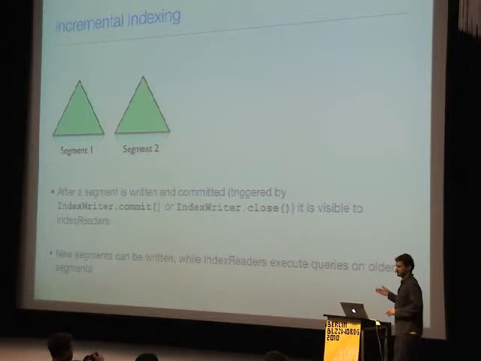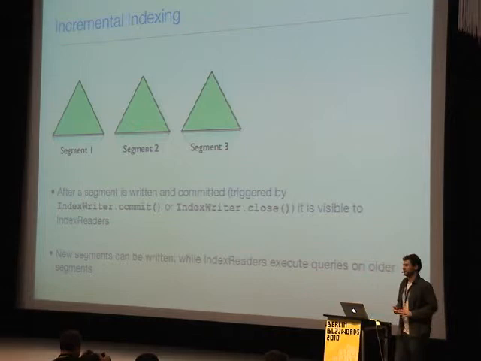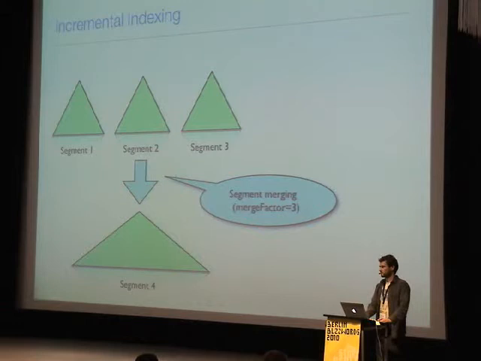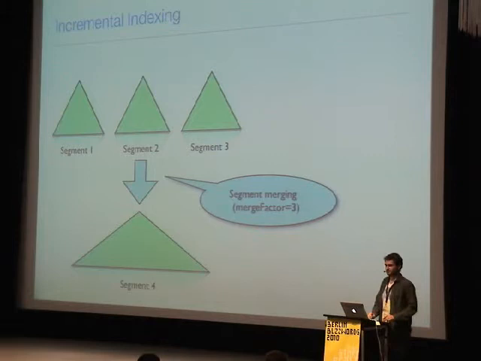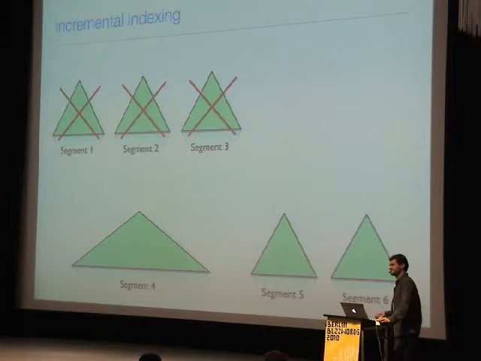Then you maybe add the third segment. At some point you don't want too many segments in the index, because there's a certain overhead of searching multiple segments, so it's often better to have a smaller number of segments. For that reason there's a segment merger in Lucene that at given intervals, which you can configure with a parameter called the merge factor, merges smaller segments into larger ones and then deletes the old segments. When you add new documents, Lucene adds more of the smaller segments until it's time to merge again, and the same happens when you have three even larger segments: it merges them into even larger segments.